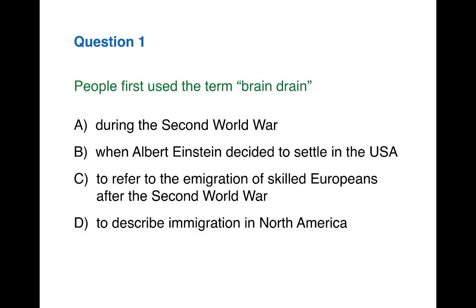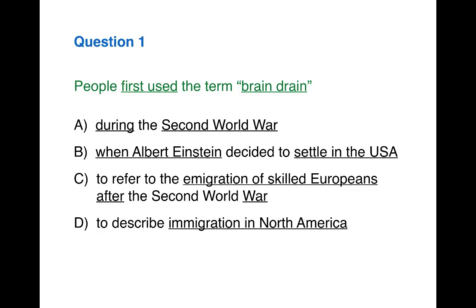And as we read through this question, we're going to underline keywords, both in the question part at the top that I've put in green, and also keywords in all 4 choices. Here we go. People first used the term brain drain. First used brain drain. Then A, during the Second World War. B, when Albert Einstein decided to settle in the USA. C, to refer to the emigration of skilled Europeans after the Second World War. And D, to describe immigration in North America.